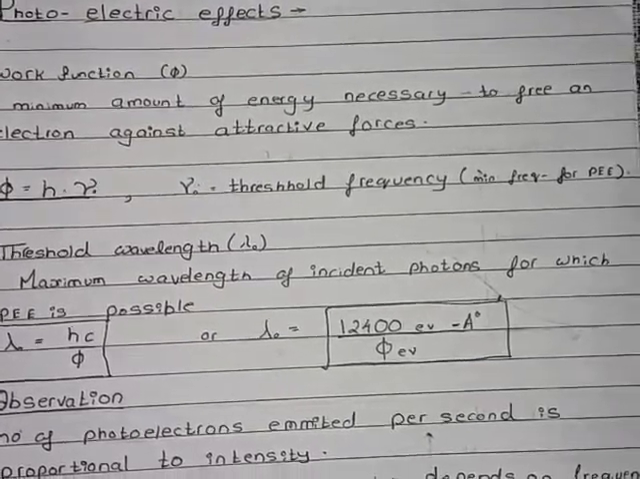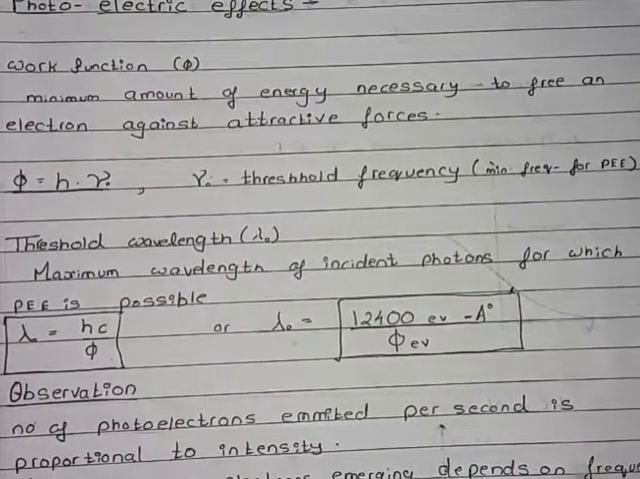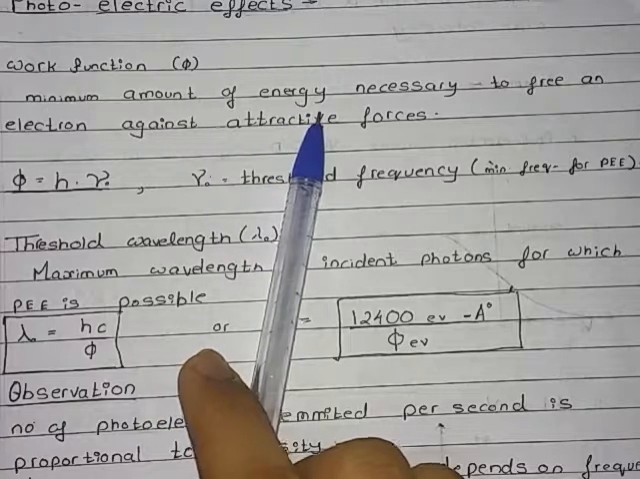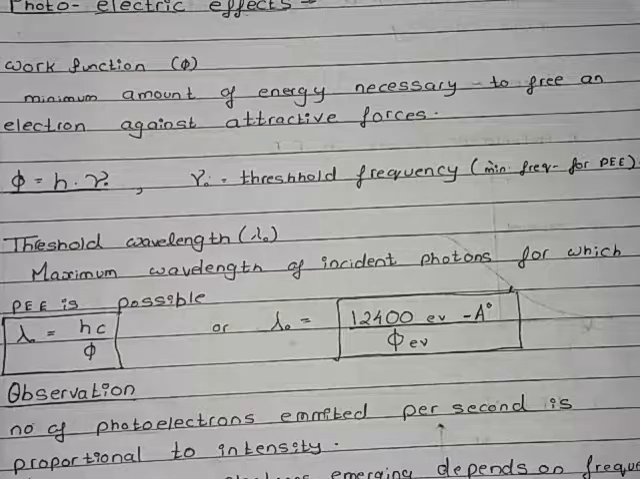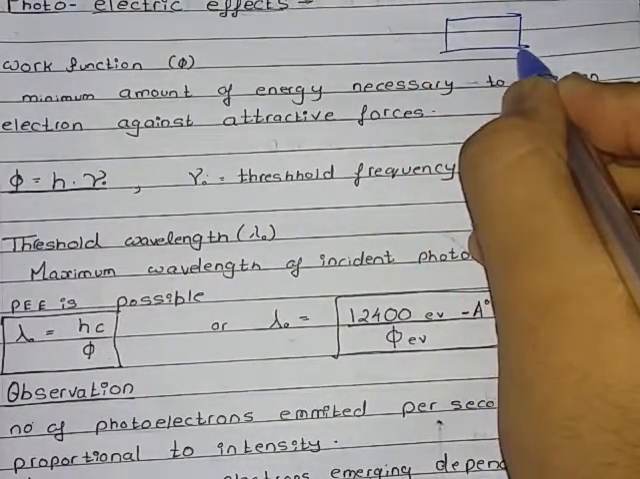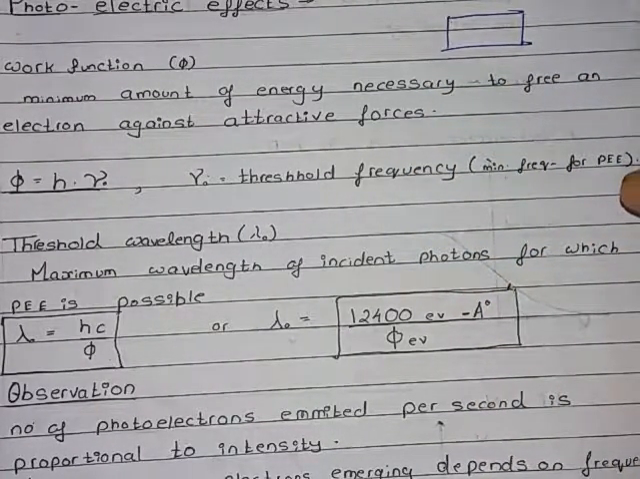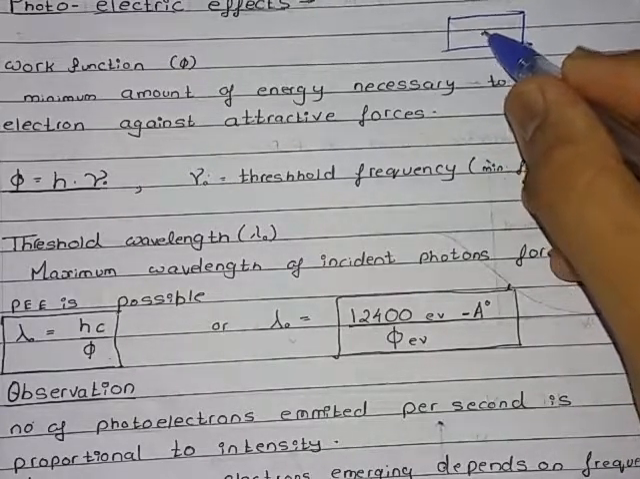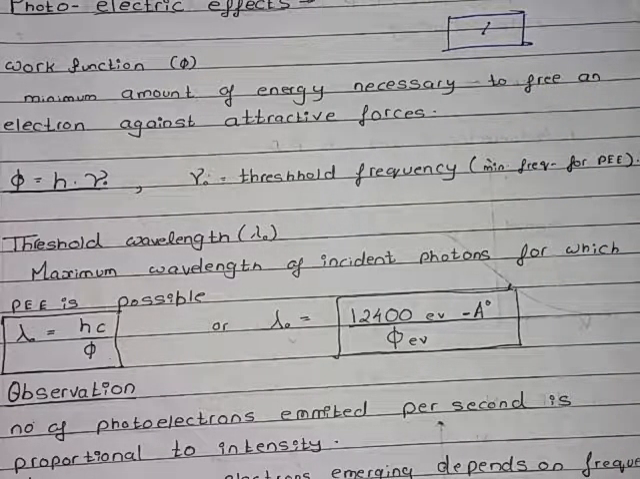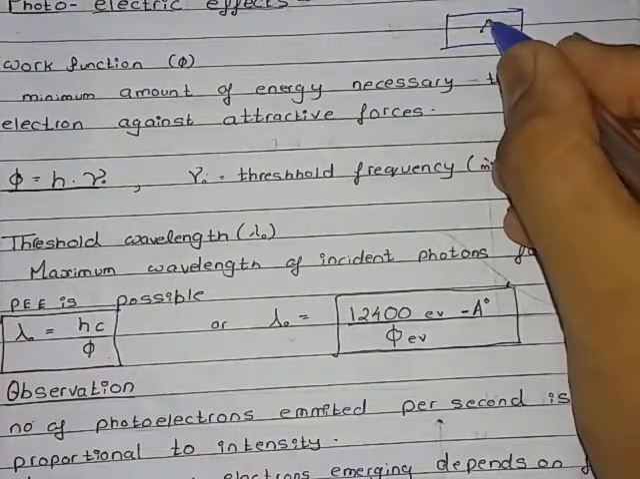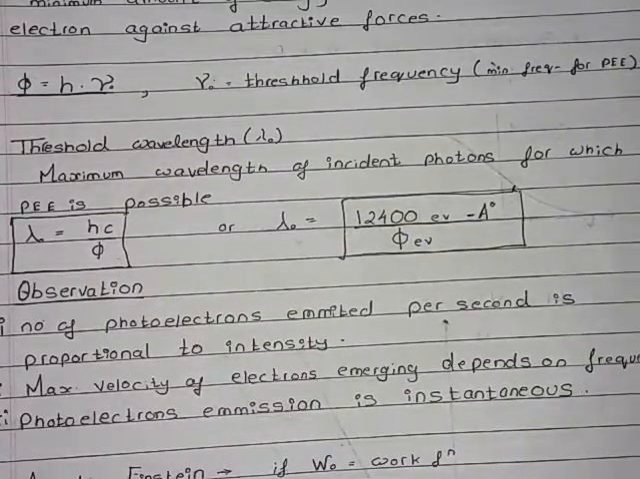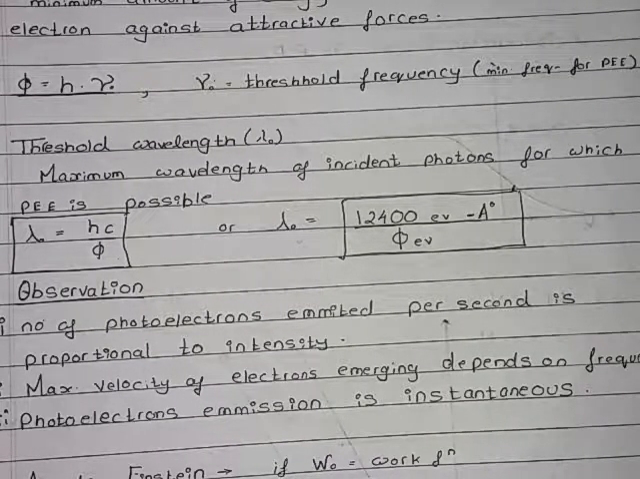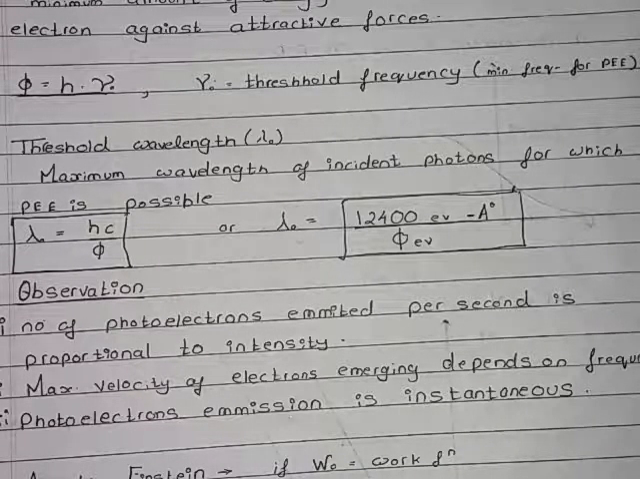What is work function? Work function, as you can see written, I'll just read it for you. The minimum amount of energy necessary to free an electron against an attractive force. That is, if this is metal, then what would be the work function, or what would be the energy to release an electron from this hold of the metal? That is its attractive force and nothing else. And we know the work function is h times nu naught, where nu naught is the threshold frequency.